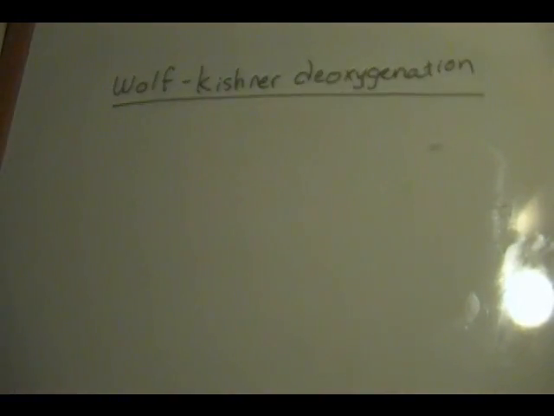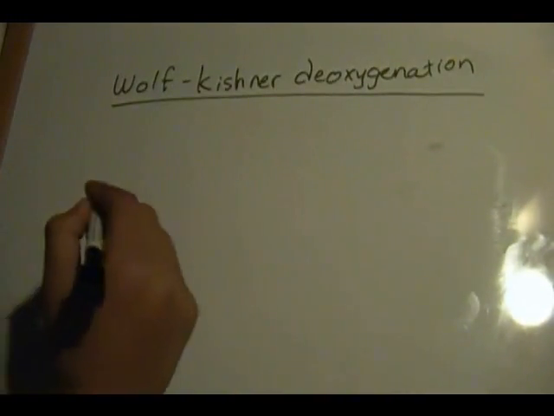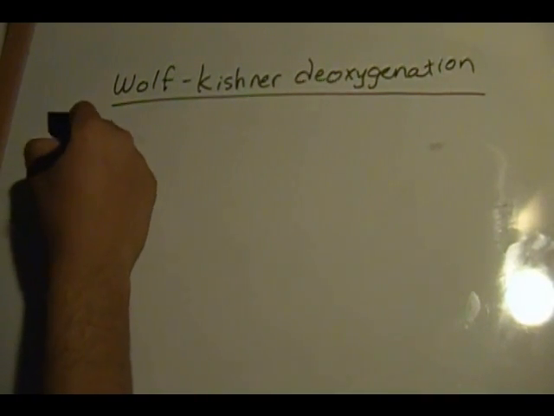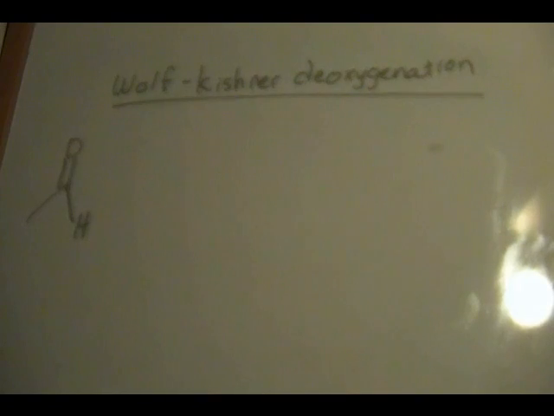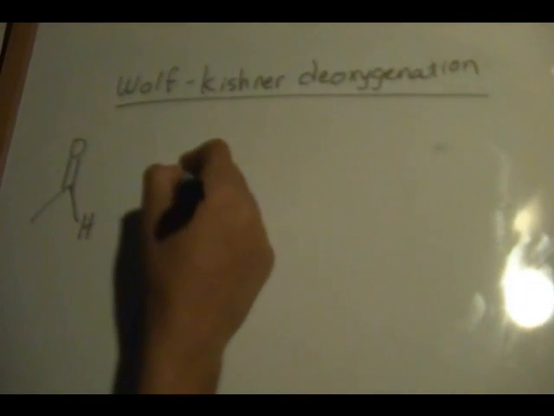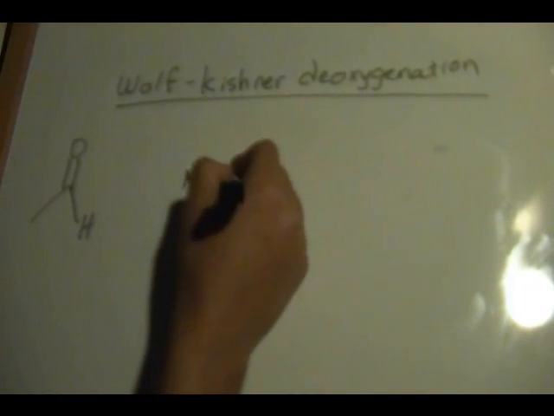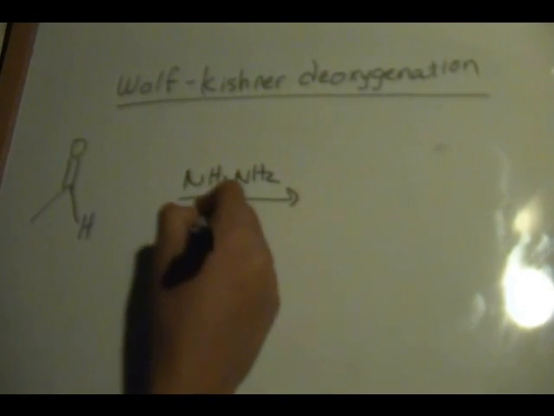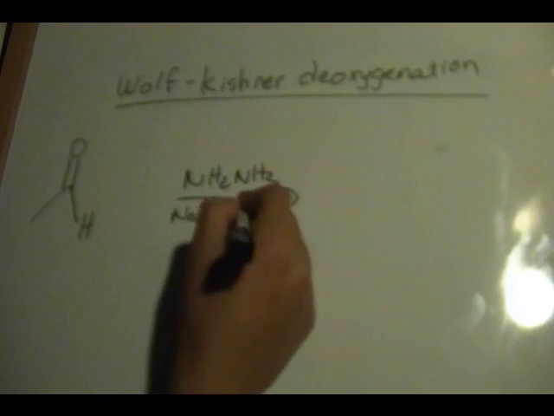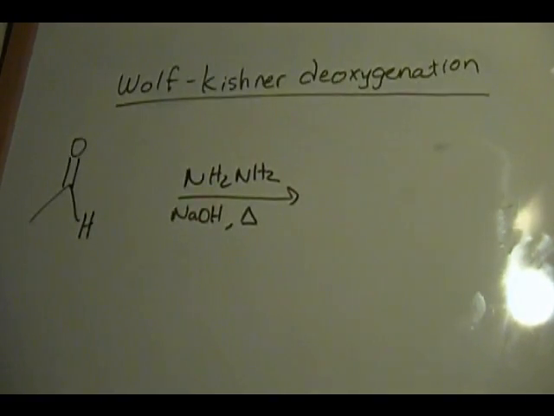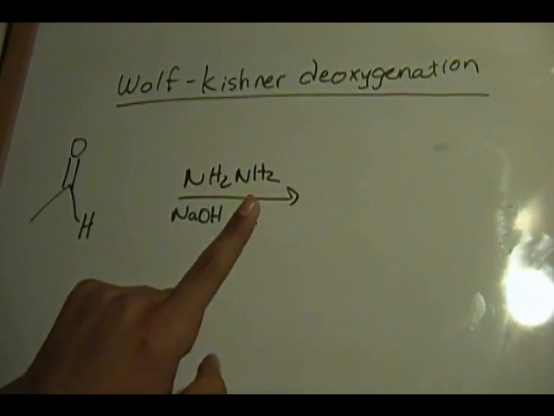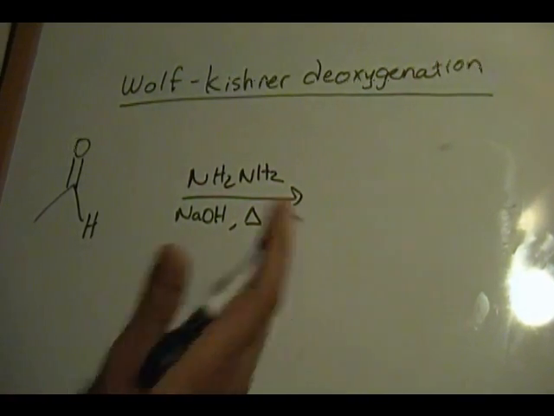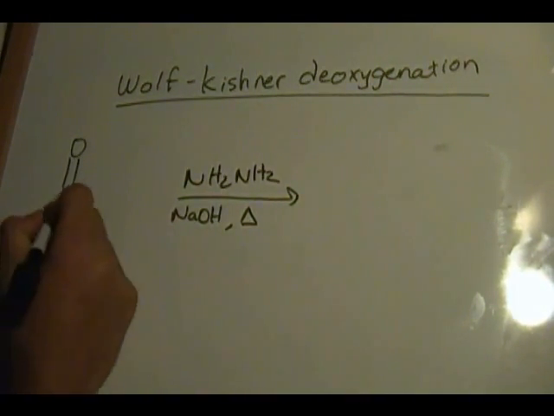Okay. So, let's just start off with a nice and simple one. Let's just say you have this aldehyde here, okay? Again, you react it with NH2NH2, NaOH, and heat, okay? So NH2NH2, NaOH, and heat. Now we're going to get into what the product will look like, okay?